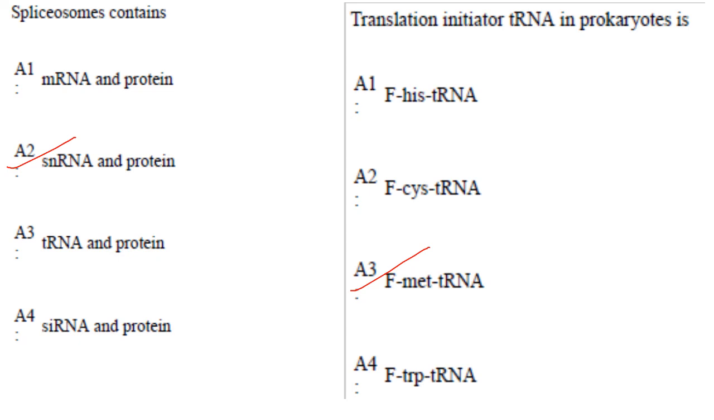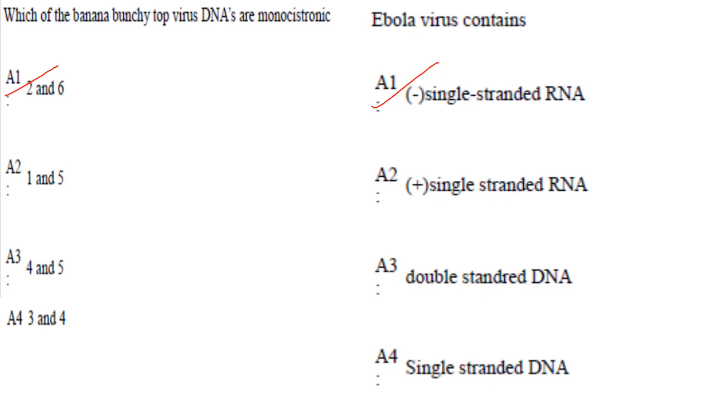So, the answer here is option 2, that is snRNA and protein. Then, translation initiator tRNA in prokaryotes. It is FMET tRNA. Answer is option 3. Which of the banana bunchy top virus DNAs are monocistronic? So, they are 2 and 6. Answer is 1. Then, Ebola virus contain.